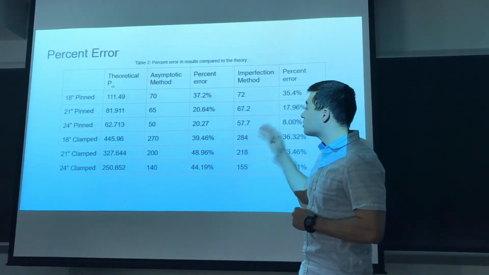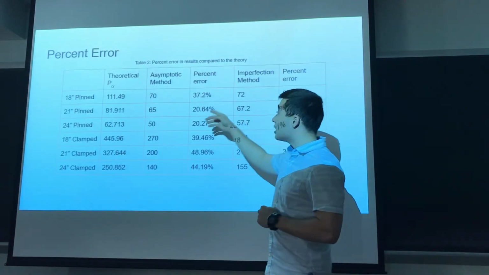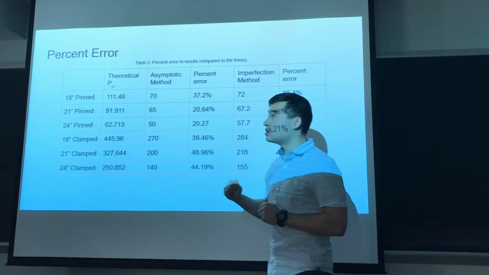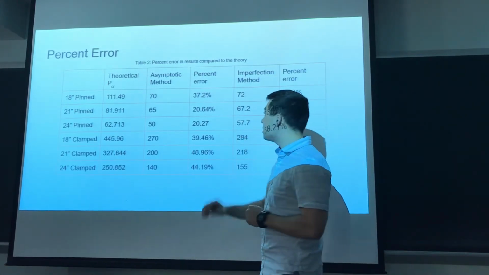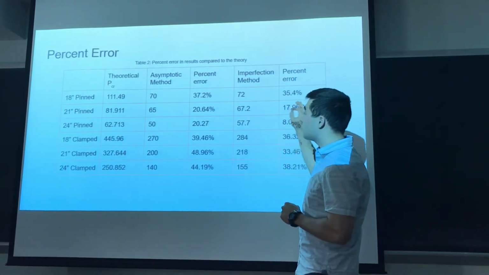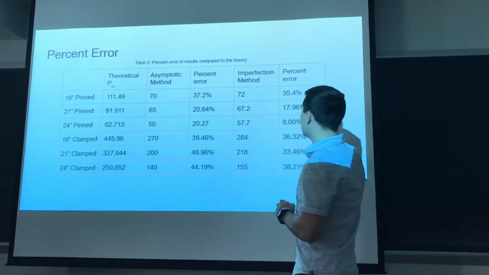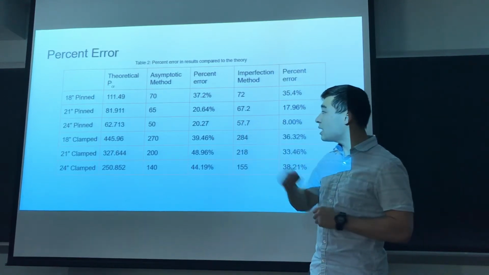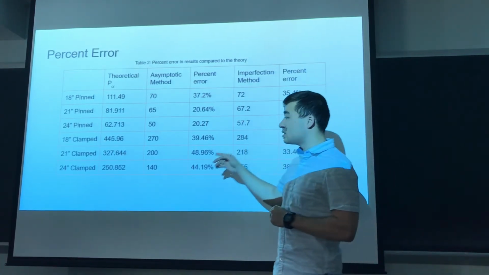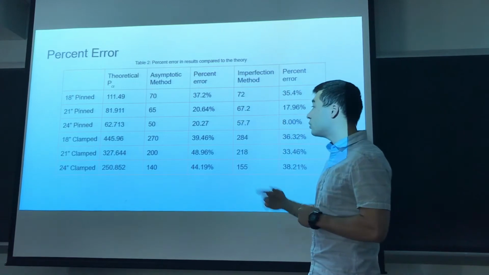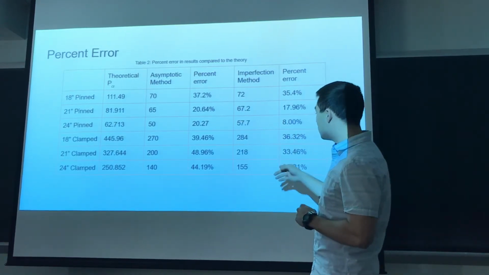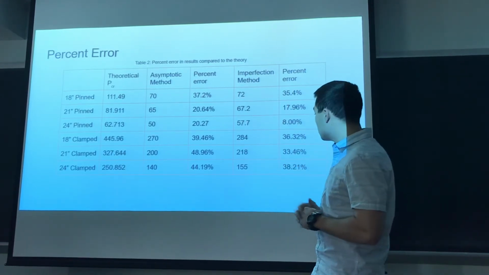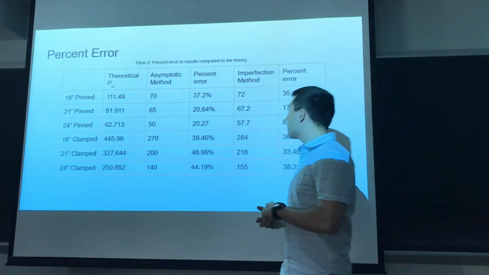Now, our highest percent error for our pin values utilizing the asymptotic method was 37%. That was in the 18-inch pin, and our highest percent error for the pin for the imperfection method was 35%, also for the 18-inch pin. For the clamped values, asymptotic method, our highest percent error was 21%, for the 21-inch clamps, and additionally the 155 load for the imperfection method was about a 38% error.